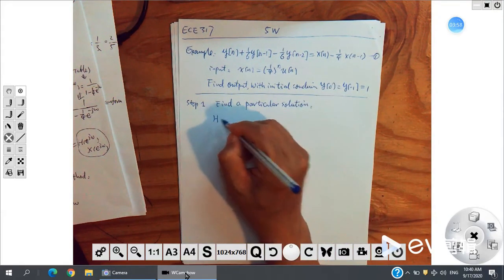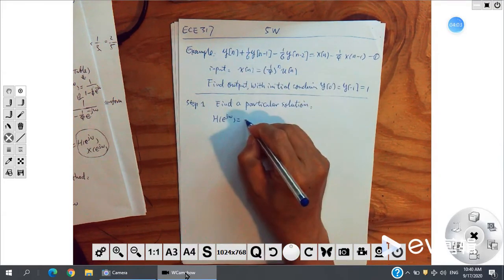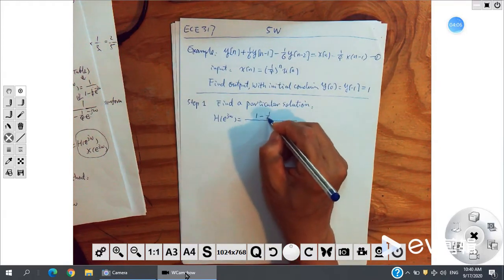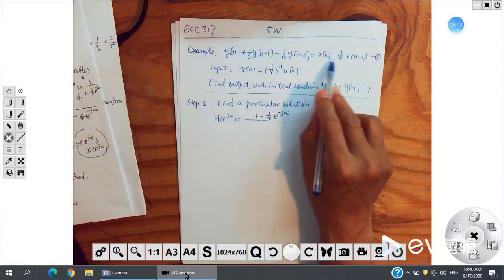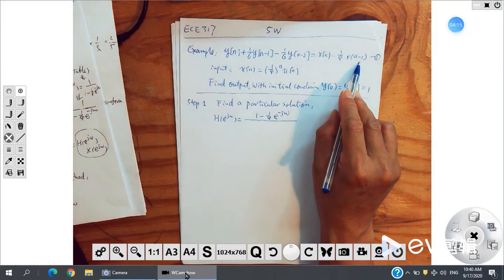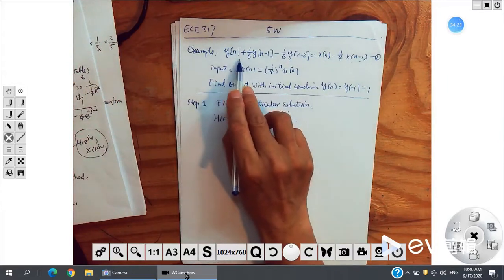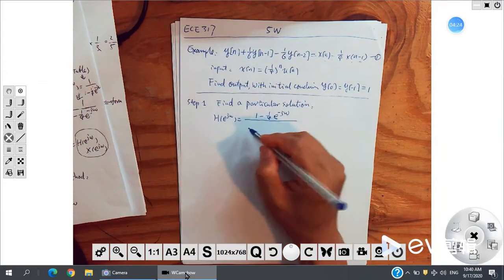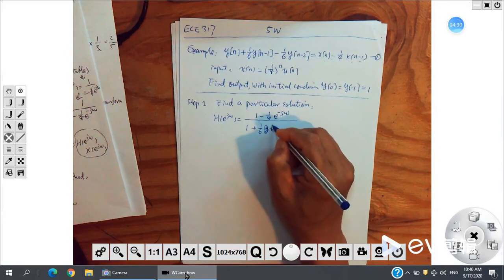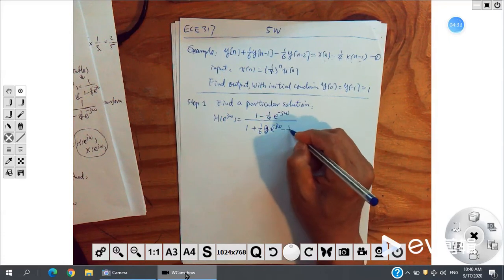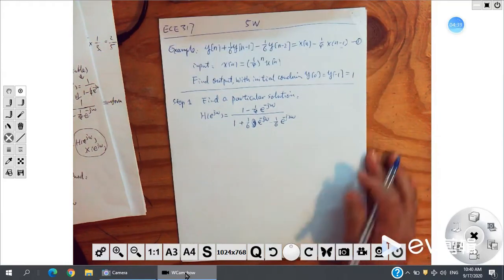We have the frequency response, equal to, you check the system, 1 minus 1/4 e to the negative j omega. These two come from the right side of the system equation, right? And the denominator comes from the left side, the coefficients of those outputs. So this is 1 plus 1/6 e to the negative j omega minus 1/6 e to the negative j 2 omega. Okay. This is a transfer function. Frequency response.